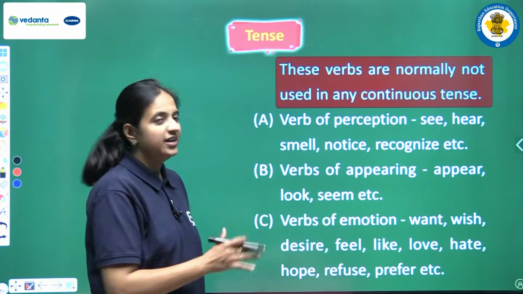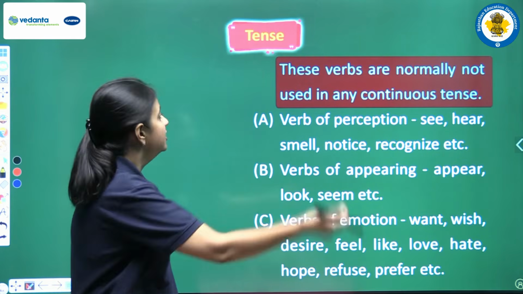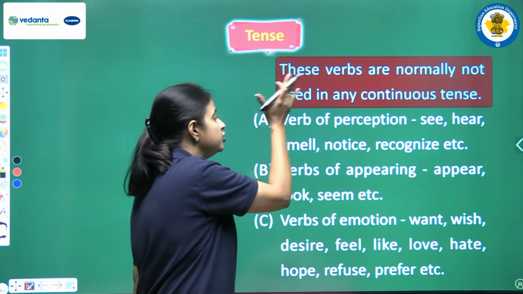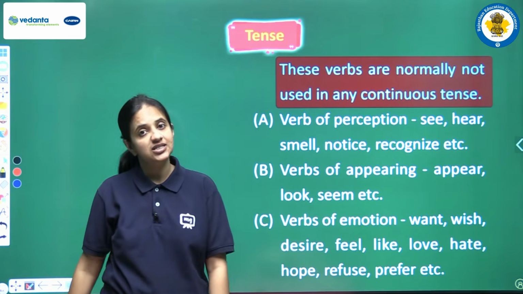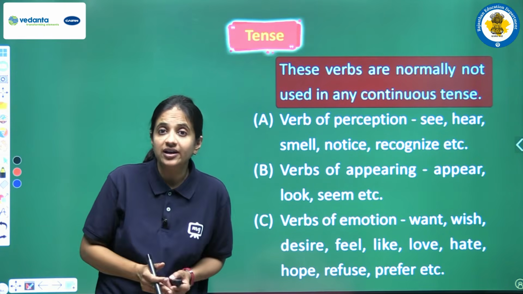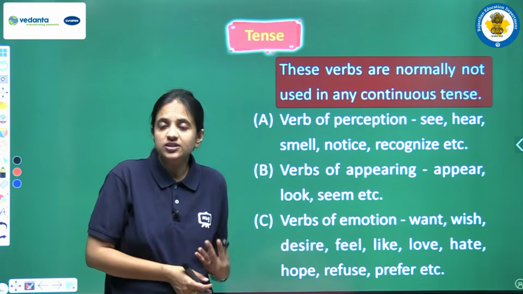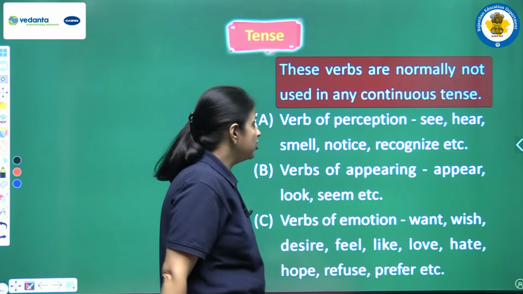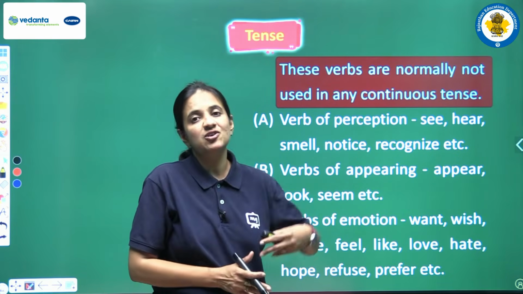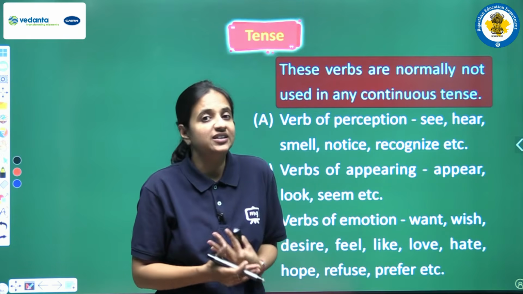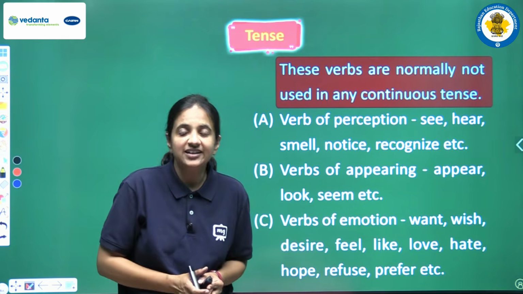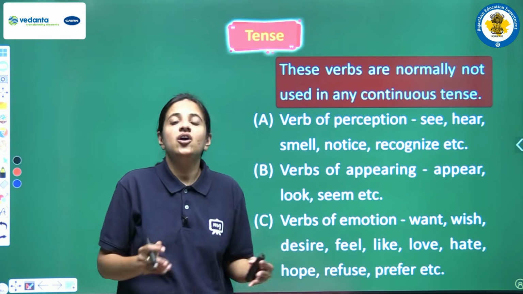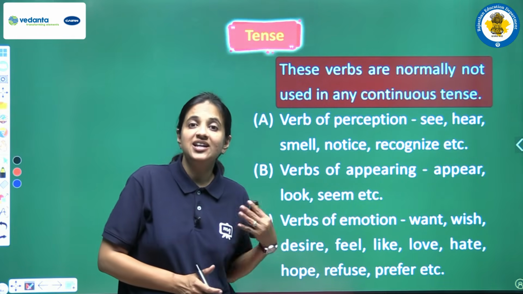Next, one more point that we are having here is these verbs are normally not used in any continuous tense. So this point is very important because generally we make these kinds of silly mistakes, because if we don't know this thing, then according to the sentence we see a word which we identify as present continuous tense, and we write it in present continuous tense.